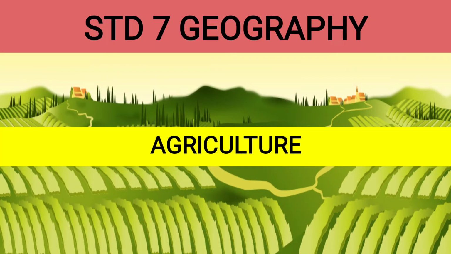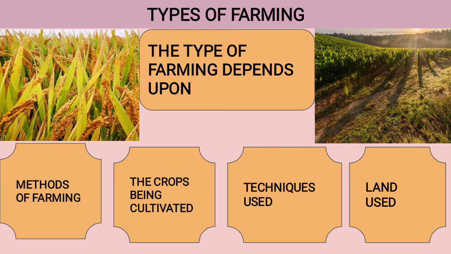Standard 7 Geography, and the name of the lesson is Agriculture, and this will be the continuation of the explanation, part 3. So let's see. Let us see the types of farming.